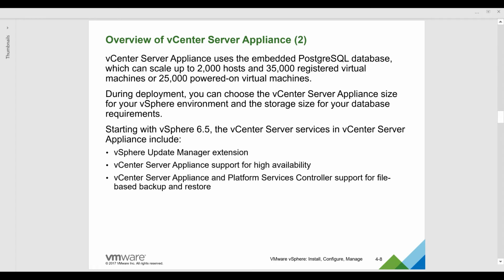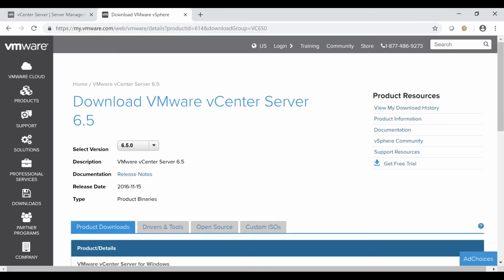During deployment, you can choose the vCenter Server appliance size for your vSphere environment and the storage size for your database requirements. Starting with 6.5, the vCenter Server services that are included with your vCenter Server appliance now include your Update Manager extension, your support for HA, high availability, and Platform Services Controller support for file-based backup and restore. So let's take a little bit deeper look.